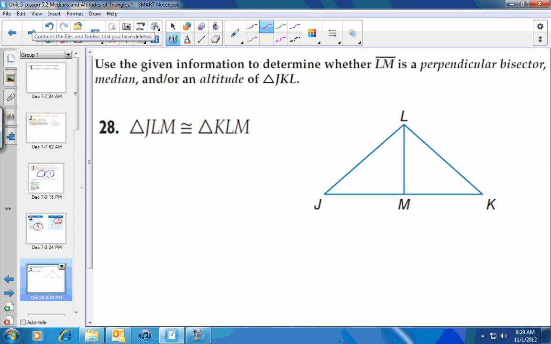We'll start with number 28. That's a weird place to start. But that's where we're starting.